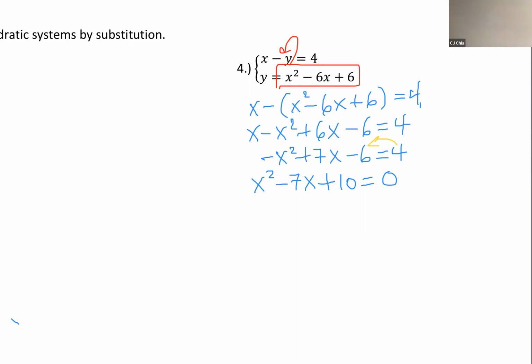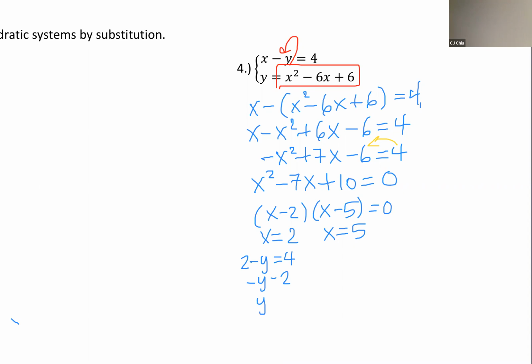So if you do the big X, you get x minus 2, x minus 5 equals 0. So then x equals 2, x equals 5. So you can do it that way. Then plug it back in. We can do 2 minus y equals 4. So negative y equals 2. So y equals negative 2. So then you get 2, negative 2.